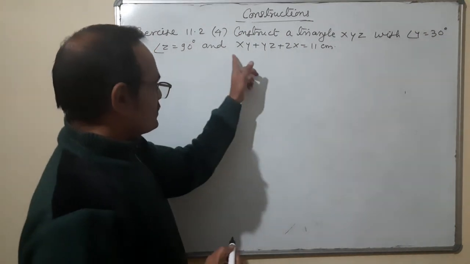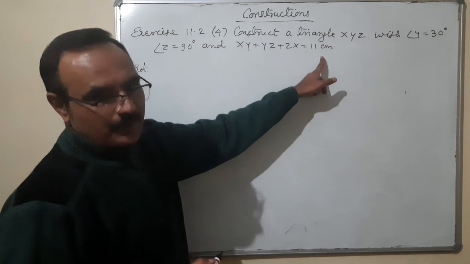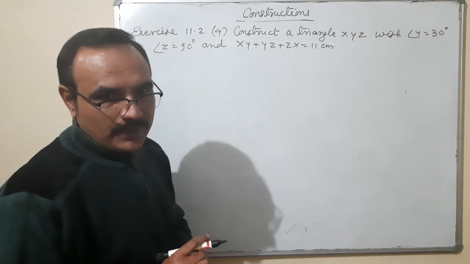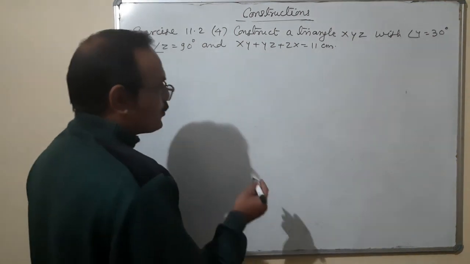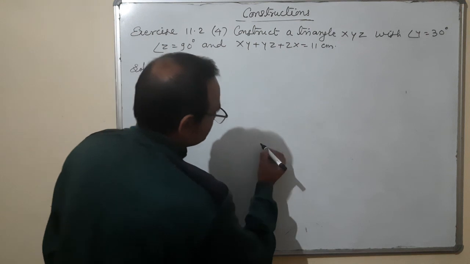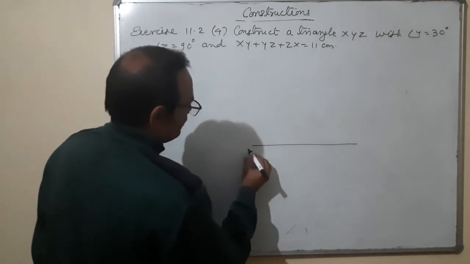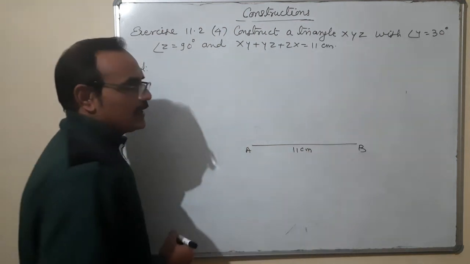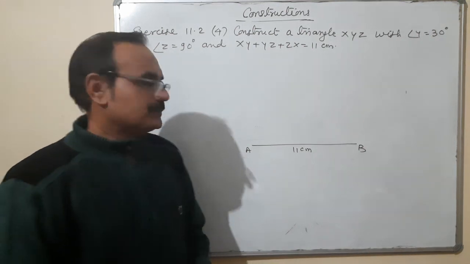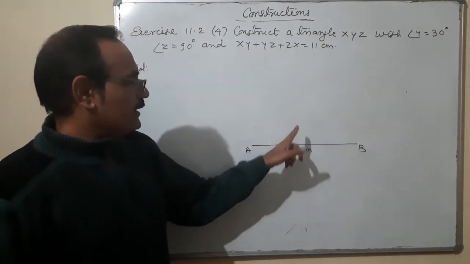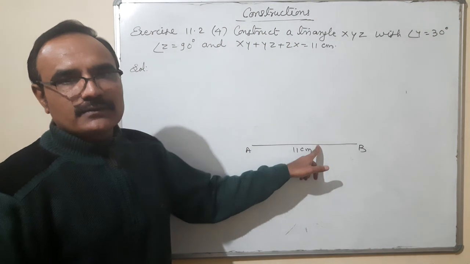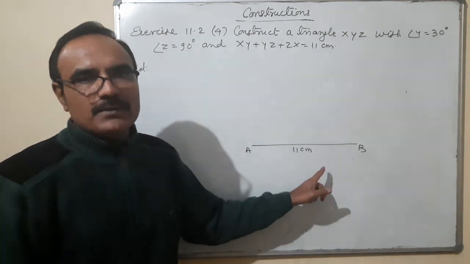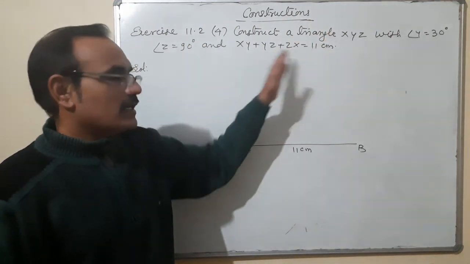First of all, the sum of the 3 sides, that means the perimeter, is given. XY plus YZ plus ZX is equal to 11. So with the help of a compass and a ruler, you have to draw a line segment AB equal to 11 centimeter. The triangle XYZ is coming here, with Y and Z between A and B. AB is equal to 11 centimeter. AB is not coming in the picture, it's not given in the description.